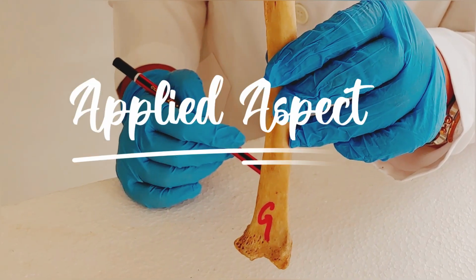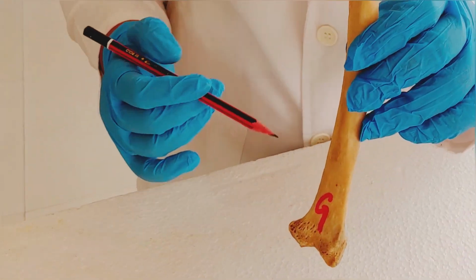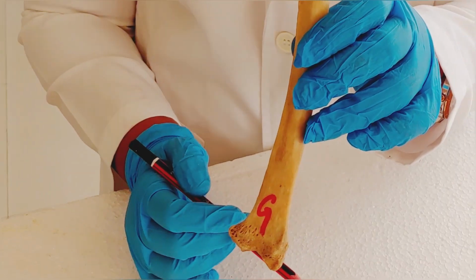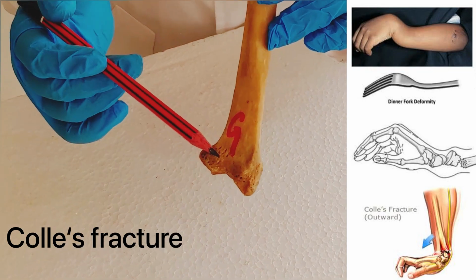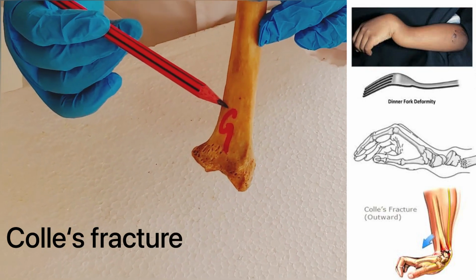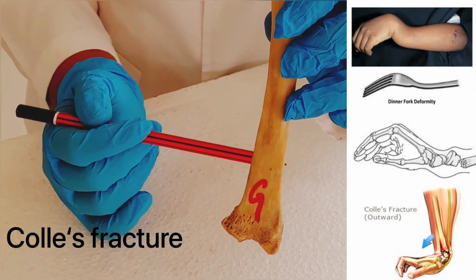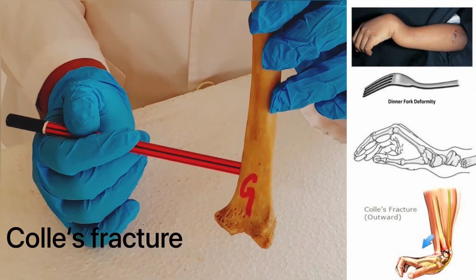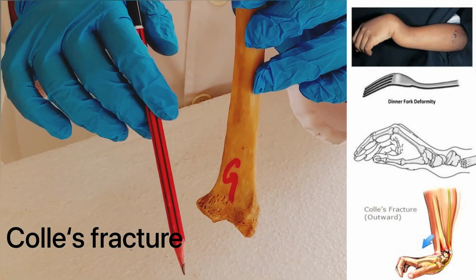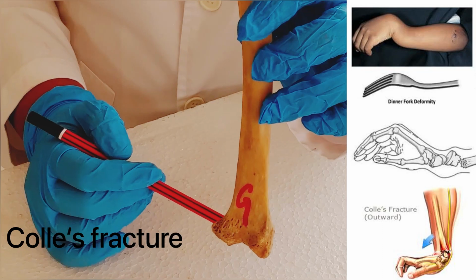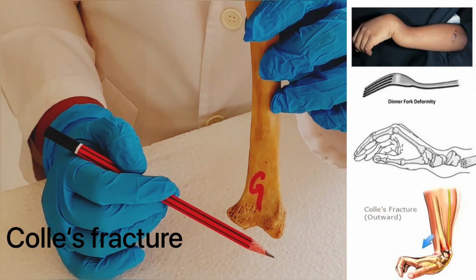Coming to the applied aspect of the radius, when we see fractures of the radius, the lower end of the radius is most commonly fractured. Here the most common site is just 2 cm above the lower end, and we call it a Colles fracture. In this fracture, the distal part of the radius is displaced downwards and forwards, giving it a dinner fork appearance, that we call dinner fork deformity.